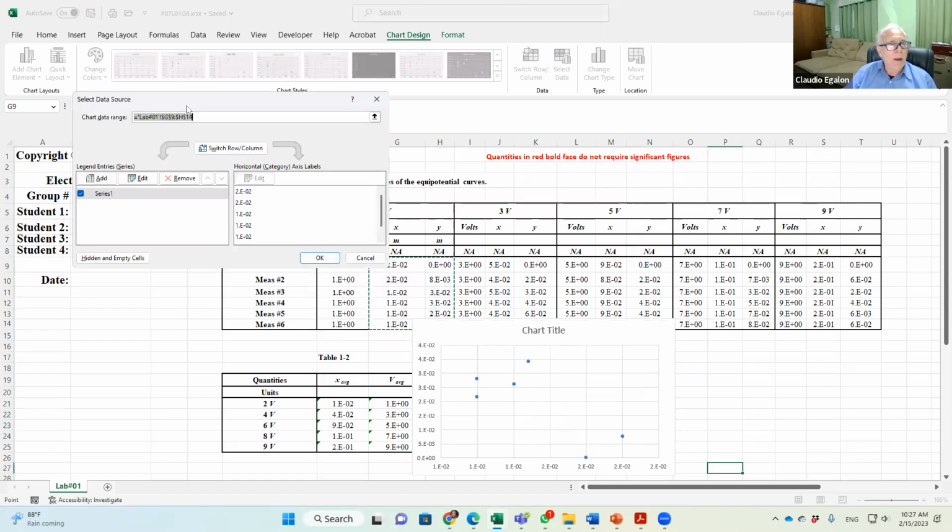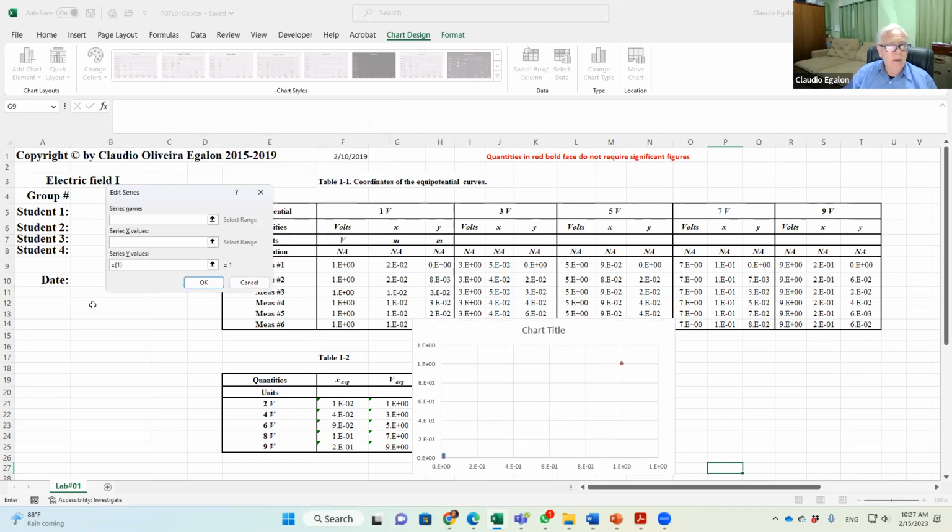What you're going to do right now, you have plotted series 1, X and Y. You're going to add another set of data. I'll call this set of data 3 volts. Series 1 is going to be 1 volt, right? For the X value, you're going to highlight the X values here.